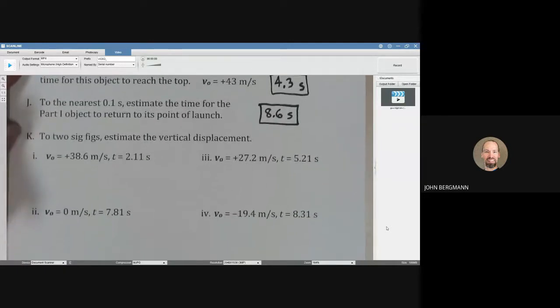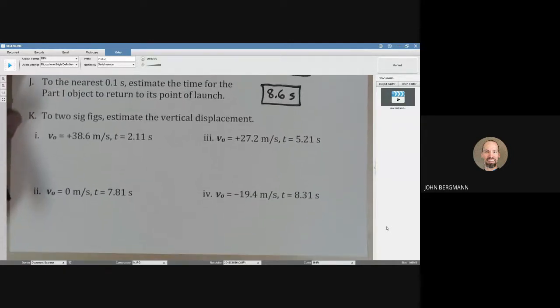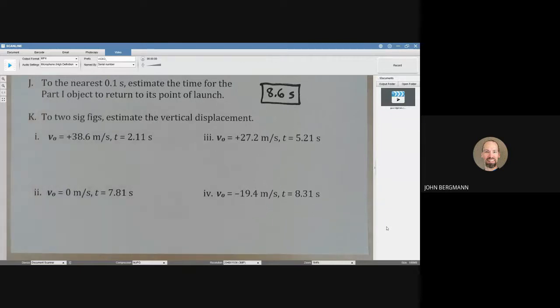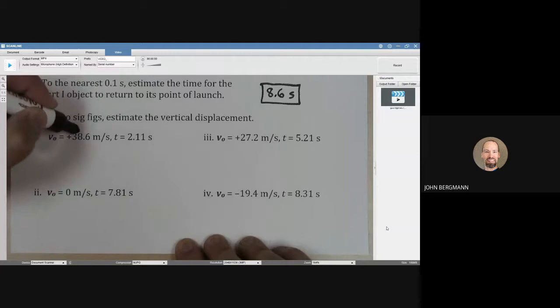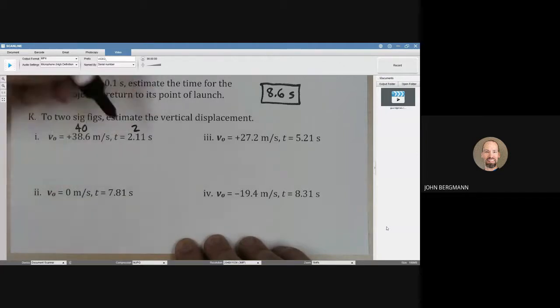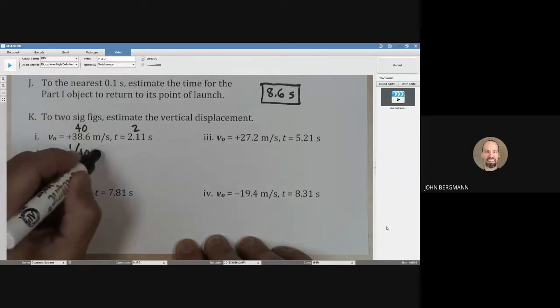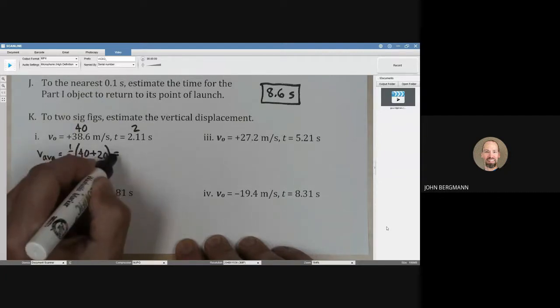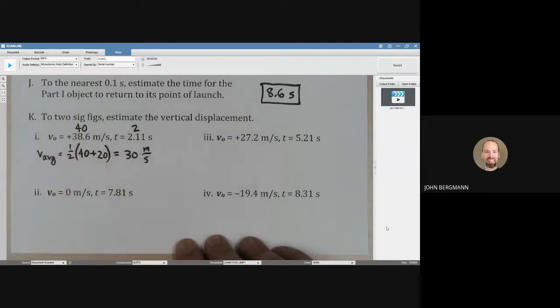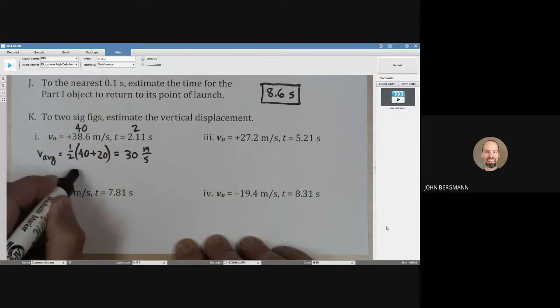Let's estimate the vertical displacements here. And again, we're going to do these all in our head. We're going to estimate this by saying, okay, that's about 40, and that's about 2. So after 1 second, it's going to be traveling not 40, but 30. And then after 2 seconds, it's going to be traveling about 20. That means that V average is, I'll do a little bit of work here, V initial is 40, and after 2 seconds, it's going about 20. So our V average is about 30 meters per second times 2 seconds. That means it's going to go up about 60 meters.